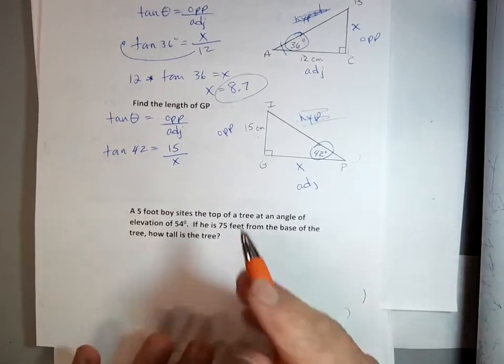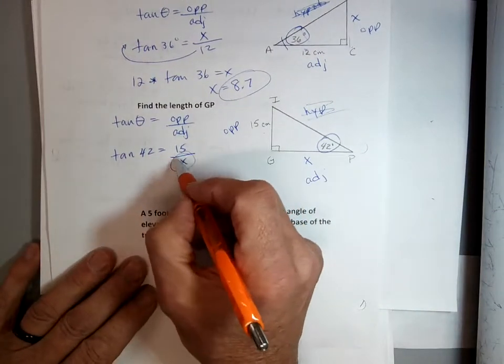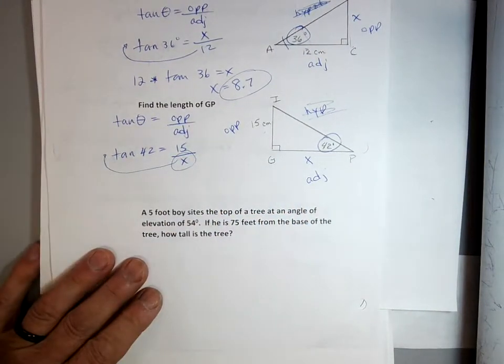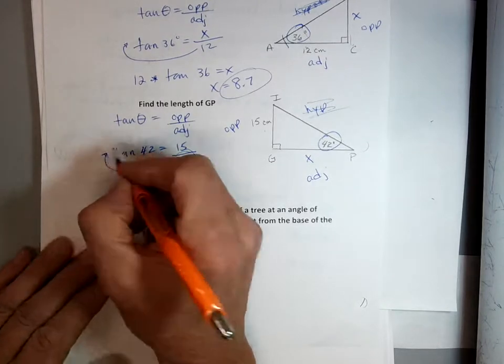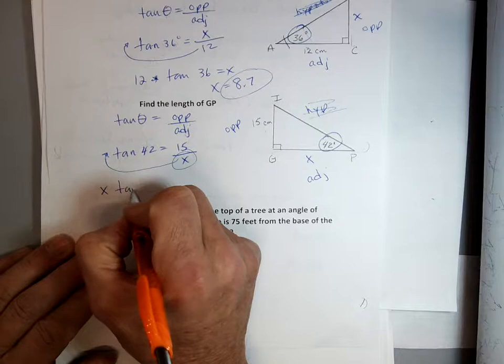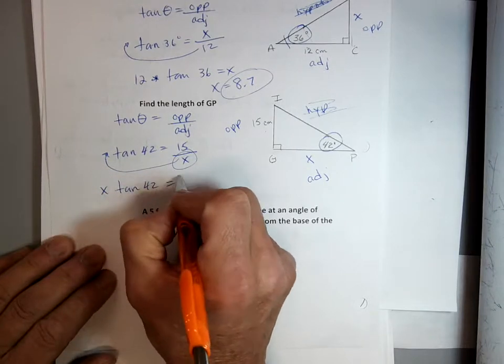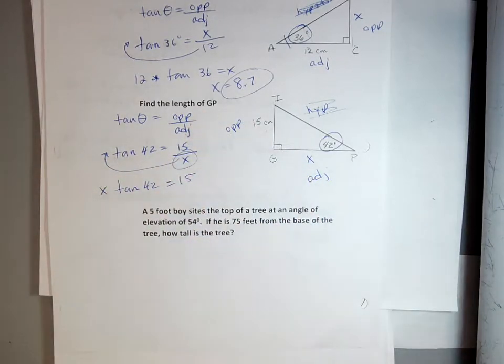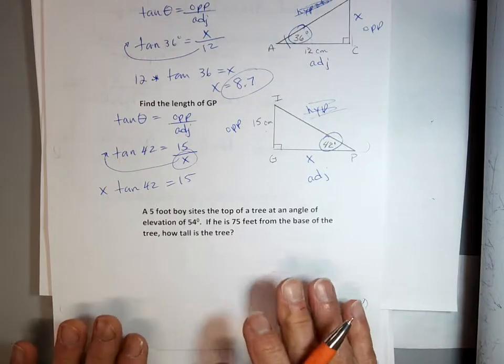Now to solve for x, I'm going to multiply up the x. So if I multiply up the x, I will get x times the tangent of 42 equals 15. Now, don't let yourself get confused.